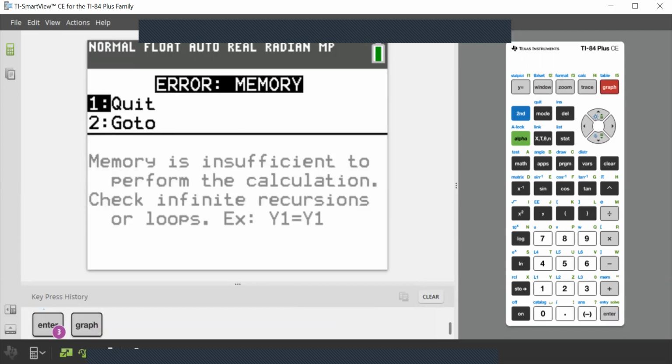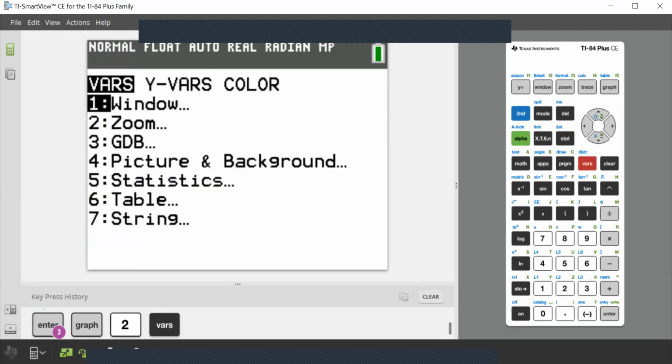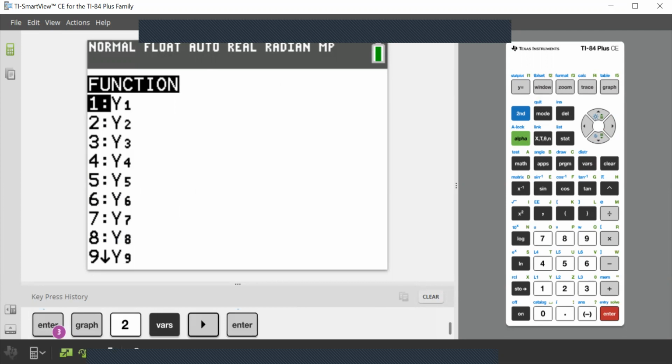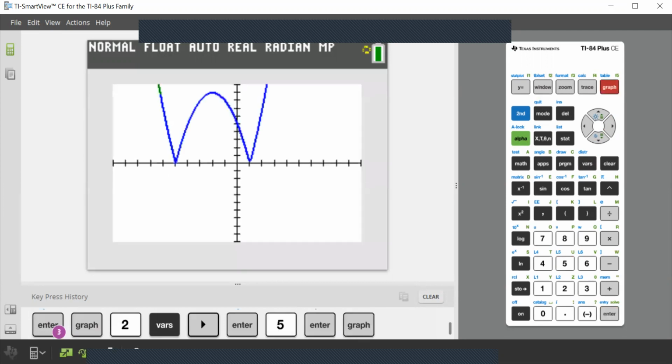Try that again. Geez, I do need a coffee. I'm trying to graph what I've got in, I think I had it in Y5. Sure I did. Okay, try that again, guys. And there it is. Look at that.